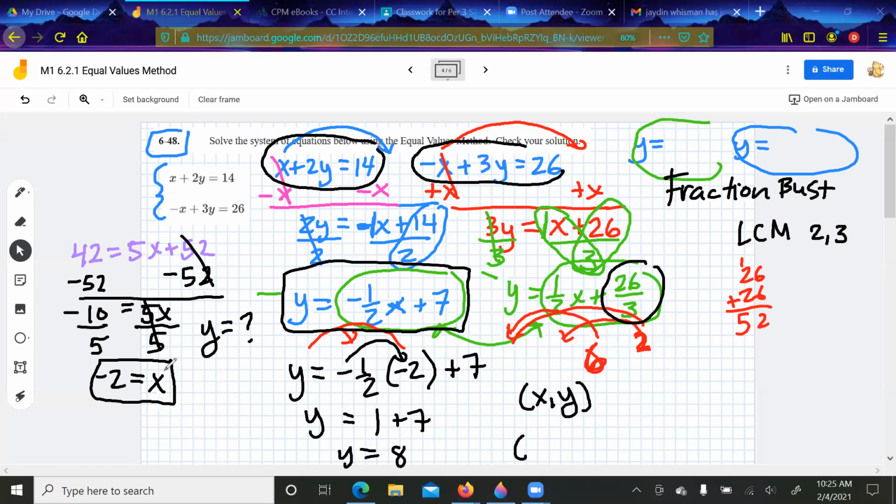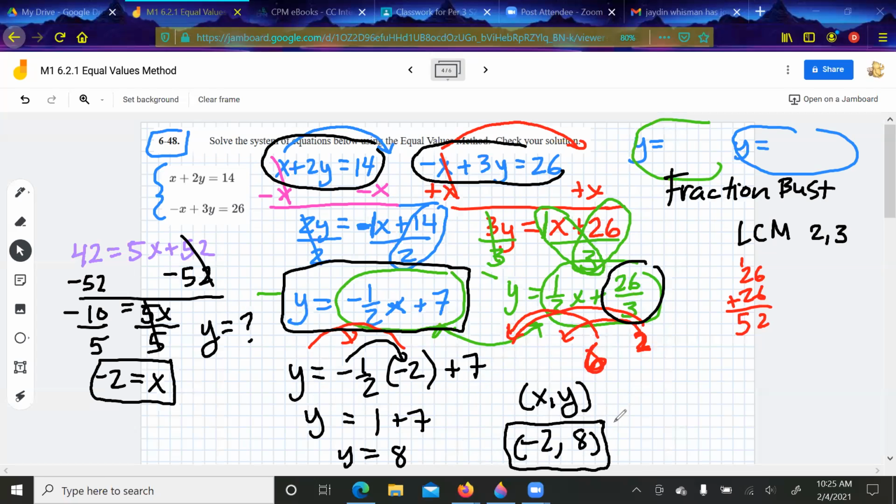So our answer, x is -2 and y is +8. And if this were some word problem, which it should be, then the time would be -2 hours and your gallons or feet per second or whatever would be 8.